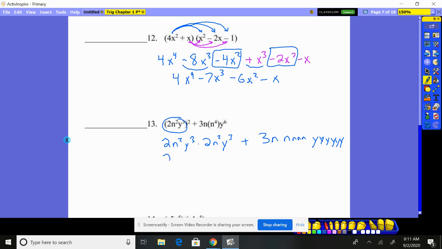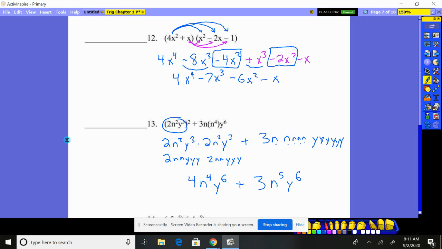So here, 2nny, 2nny. I know most of you might not need to do that, but again, do it if you need to. 2 times 2 is going to give us the 4. N to the 4th. Y to the 6. Plus, what do we have over here? 3. N. That's n to the 5th. And then we have y to the 6th.